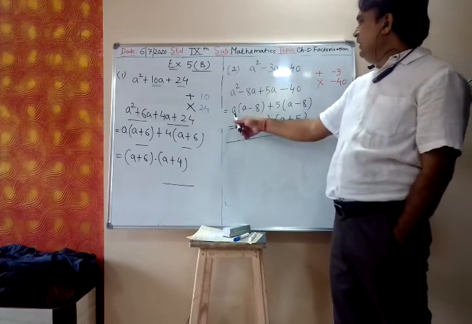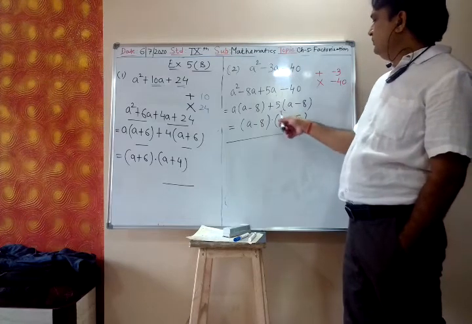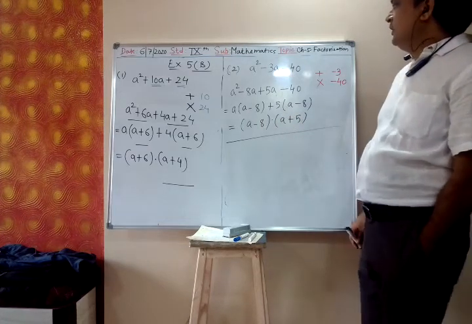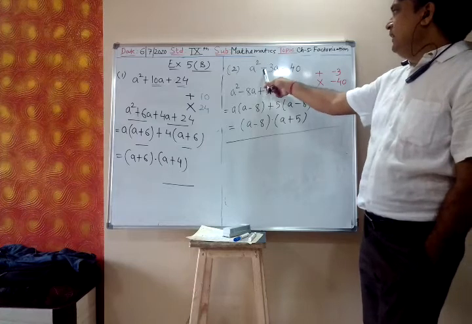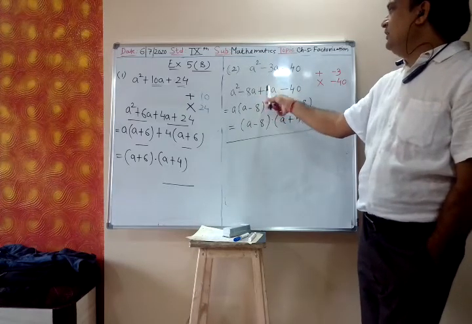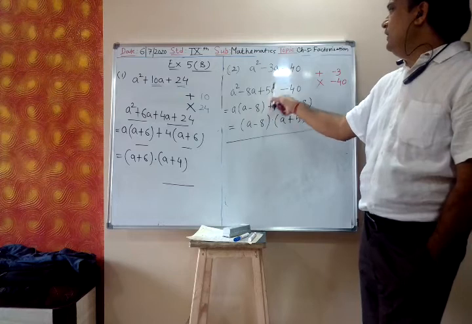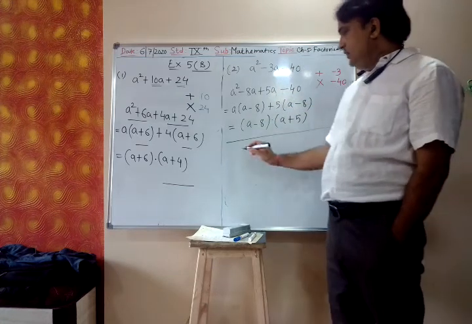Yes, a plus 5. It is minus 3. Minus 3 means minus 8 plus 5. And minus 40 means minus 8 into 5 is minus 40. Let us take the third one.